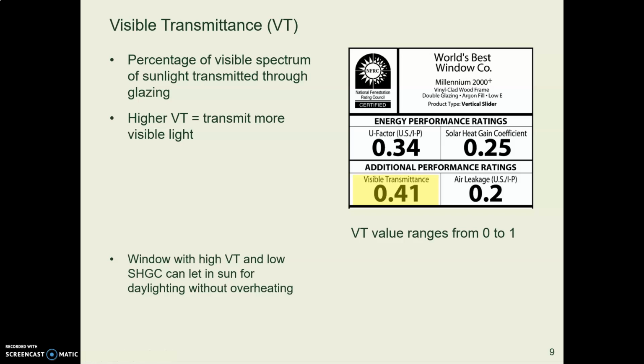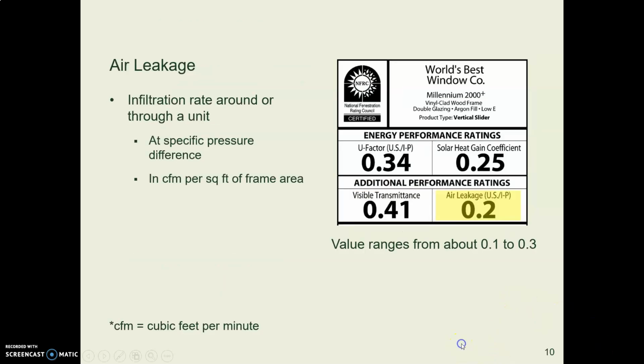Then, of course, you want window glass that lets light in and without distortion. So VT, visible transmittance, is a measure of how much does it let the visible portion of the light spectrum come in through the window. Then you want to know, what is the infiltration rate of this window? Is this window allowing air and heat to leak through or not? So you get a measure of the infiltration rate, the air leakage, on the label.